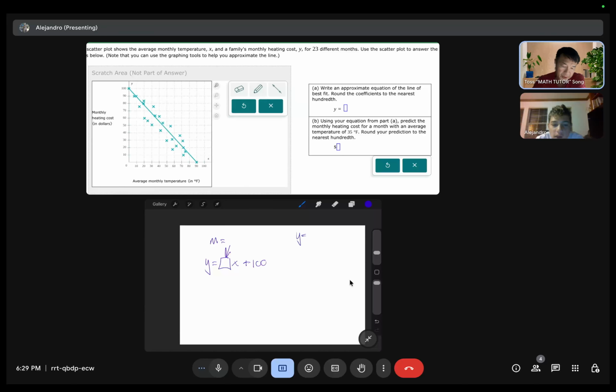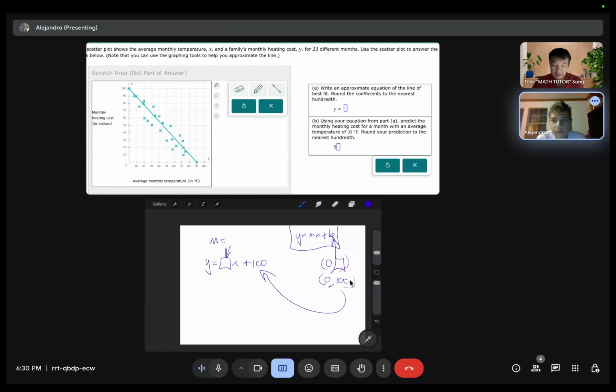Remember, y equals mx plus b. You're learning the process of which one to choose. You want to choose this one because you can make it 0 comma some number, which is 0 comma 100 in this case. So that's why the 100 is your b. Now, how do you do the m?